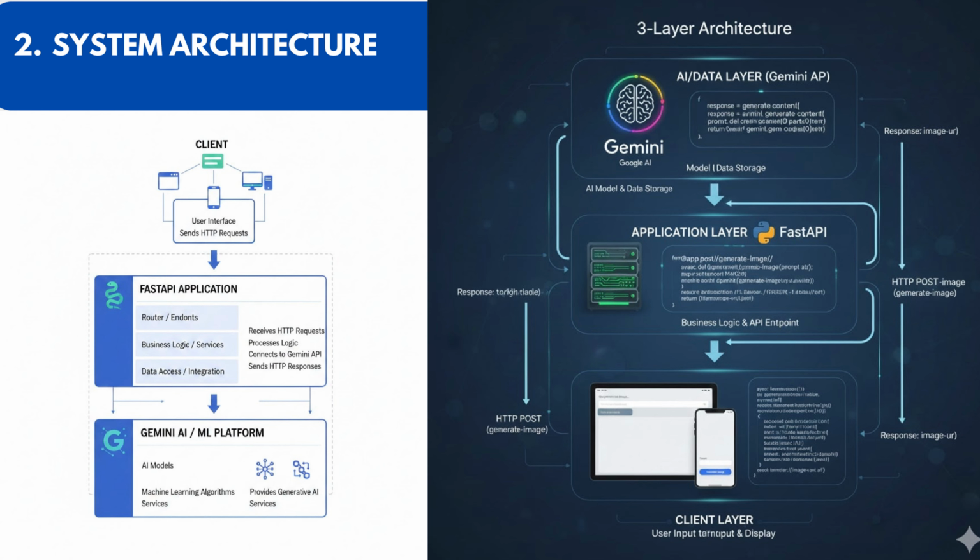Now let's move on to part 2, system architecture. To achieve this, we design a 3-tier architecture deployed on Railway, a platform as a service provider. We choose Railway for 2 critical networking reasons.